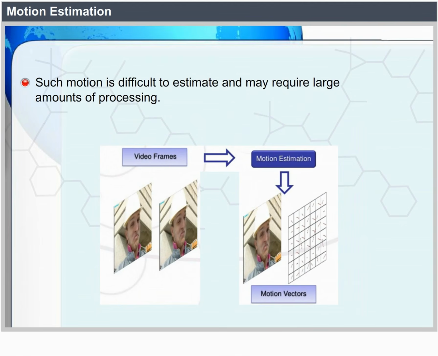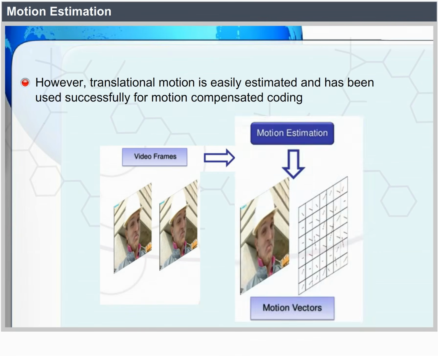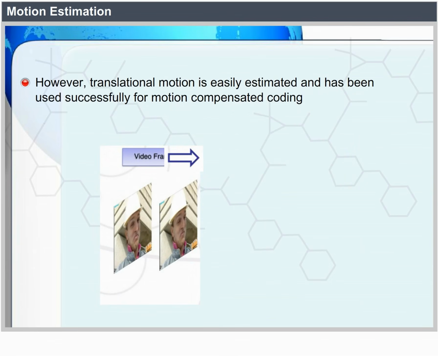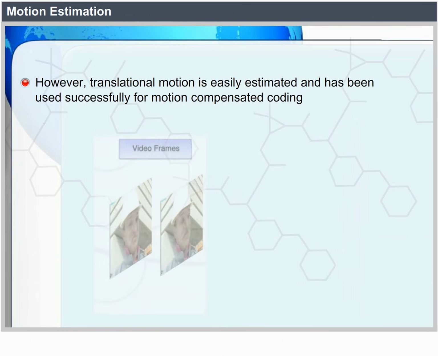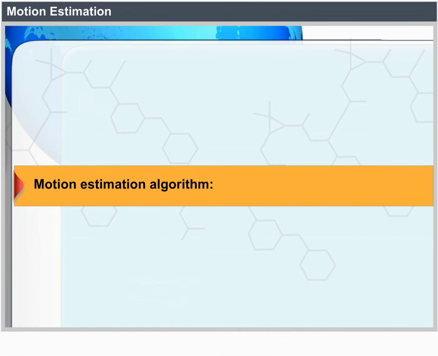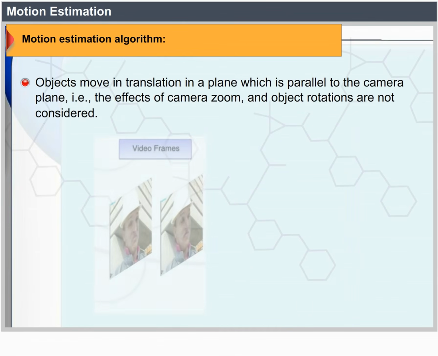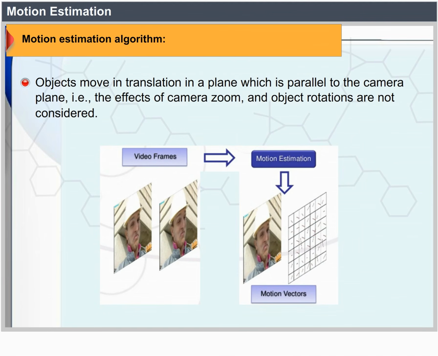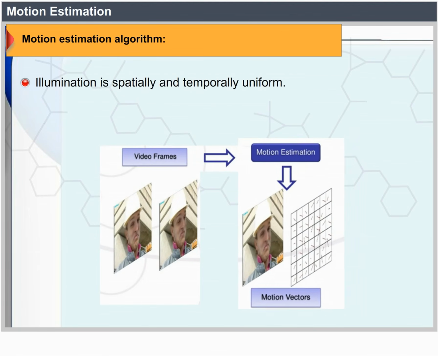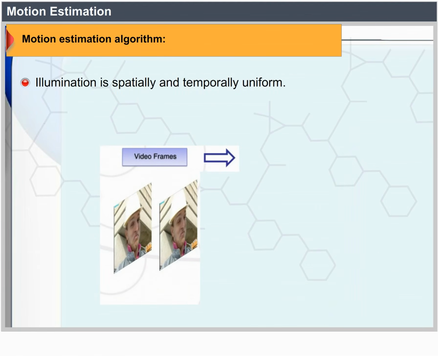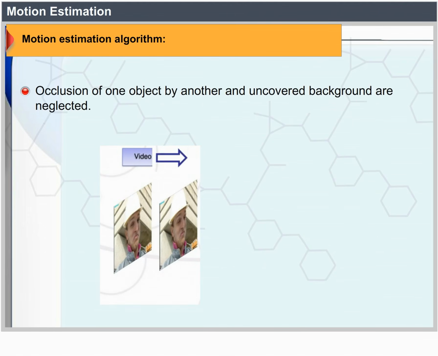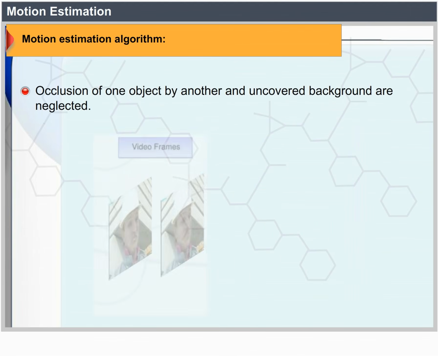Such motion is difficult to estimate and may require large amounts of processing. However, translational motion is easily estimated and has been used successfully for motion compensated coding. Motion estimation algorithm: objects move in translation in a plane that is parallel to the camera plane, that is, the effects of camera zoom and object rotations are not considered. Illumination is spatially and temporally uniform. Occlusion of one object by another and uncovered background are neglected.